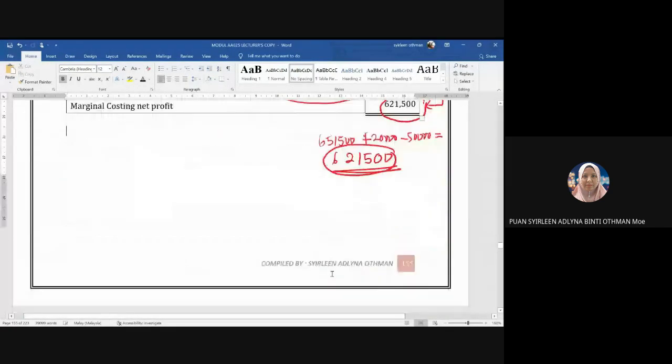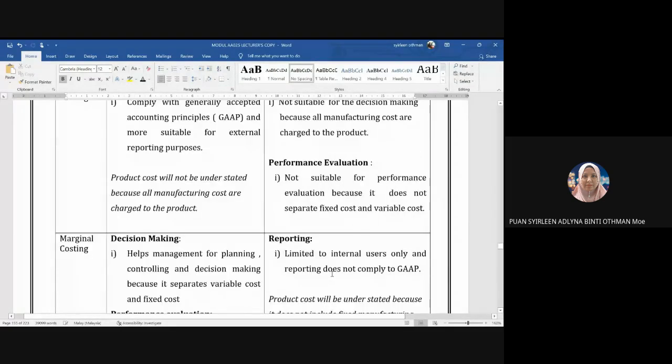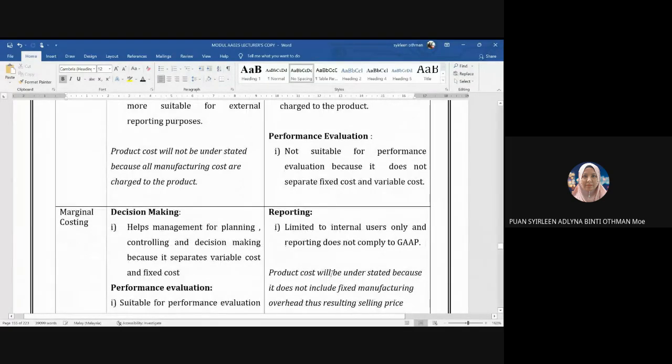So the later part of the notes is what we already discussed in the slide earlier. Okay, the advantages and disadvantages. So this one you can go through nanti. Yang ni pun selalunya akan ditanya dalam UPS. Okay, alright. So do you have anything to ask?